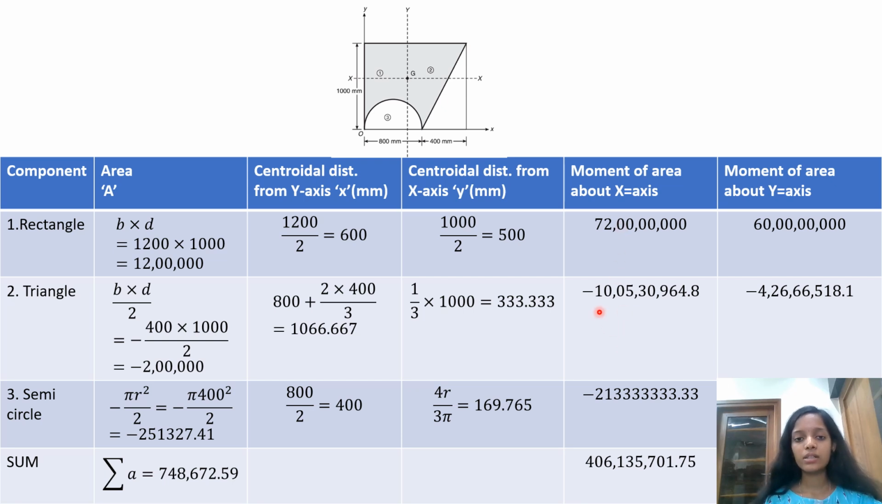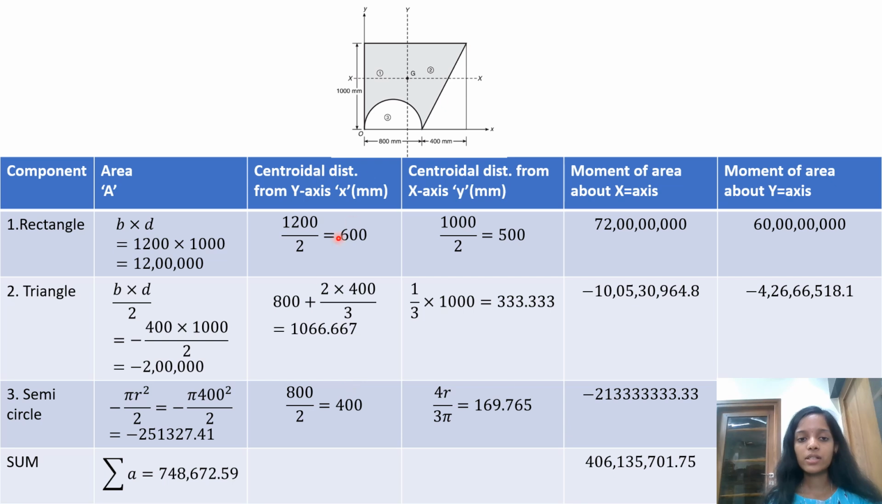And the moment of area is again the multiplication of area and the centroidal distance for both of these. Semicircle: for the semicircle we have to subtract this part of the area from this entire rectangle, because of which we have taken minus. It is pi r square by 2. Pi we take as 3.4142, sorry, and the r value is our 400, which is squared by 2, and its value comes out in minus.